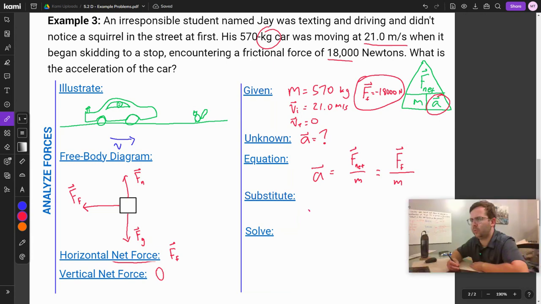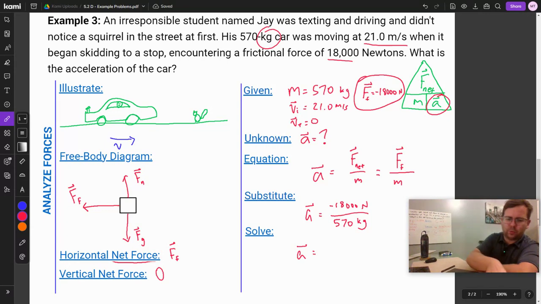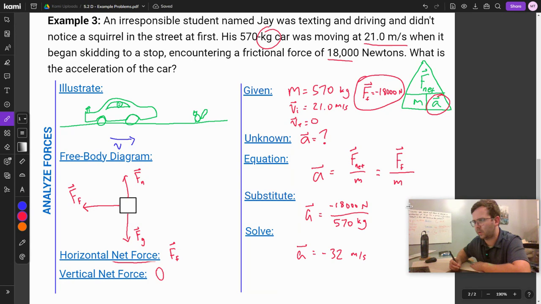So we're ready to substitute in some numbers. The net force is negative 18,000 newtons. The mass is 570 kilograms. So put that into our calculator. 18,000 divided by 570. That gives us, rounded to two significant figures, negative 32 meters per second squared. So the acceleration of the car is negative 32 meters per second squared.